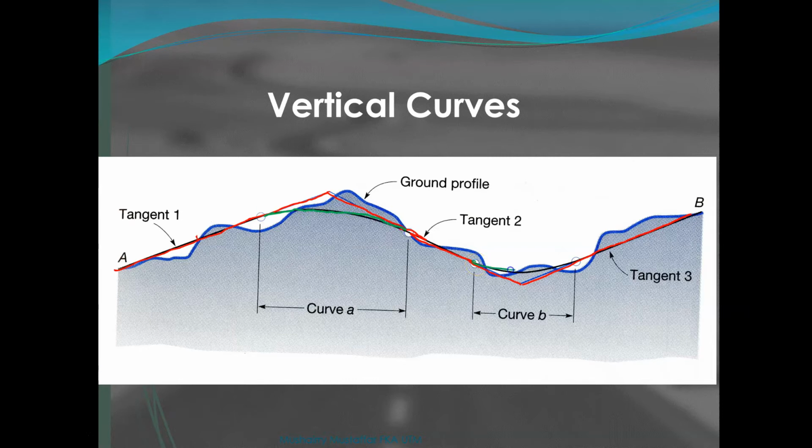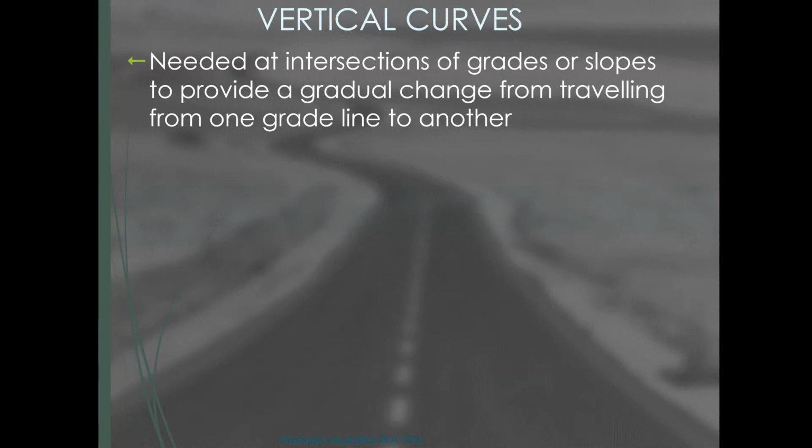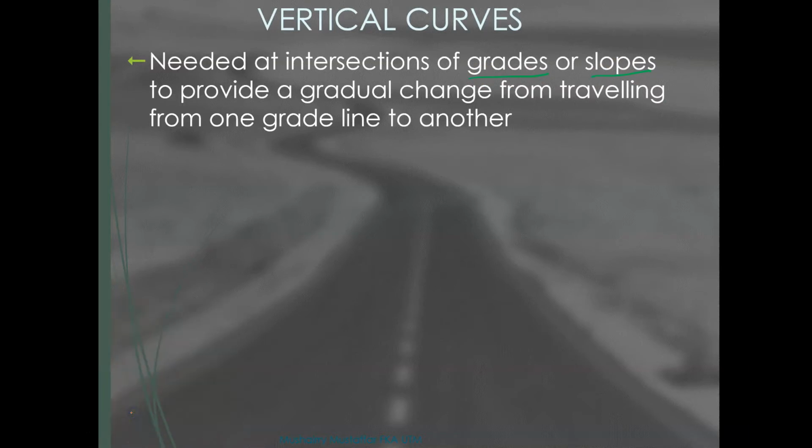That is what we term a circular curve, curve A and curve B. That's basically what we're looking at: a curve in the vertical plane. We need those curves at an intersection of slopes, sometimes referred to as grades, or sometimes called gradients. They're all the same thing, just different names. Sometimes I will refer to them as grade, or sometimes as gradient. They're practically the same thing.